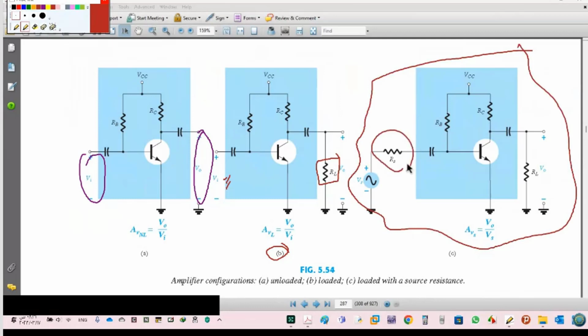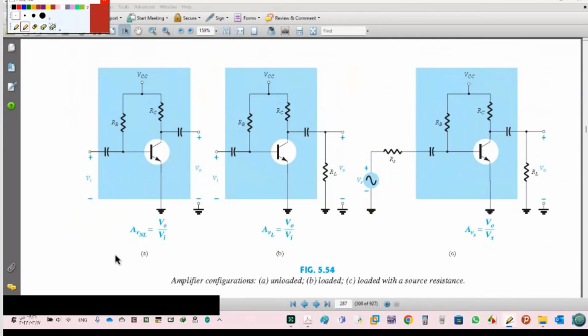I have here RS for the generator, and here I have RL for the load. So if I want to write, I will write AV no load, AV load without RS, and AVS, that means I have RS and I have R load in my study. Repeat.